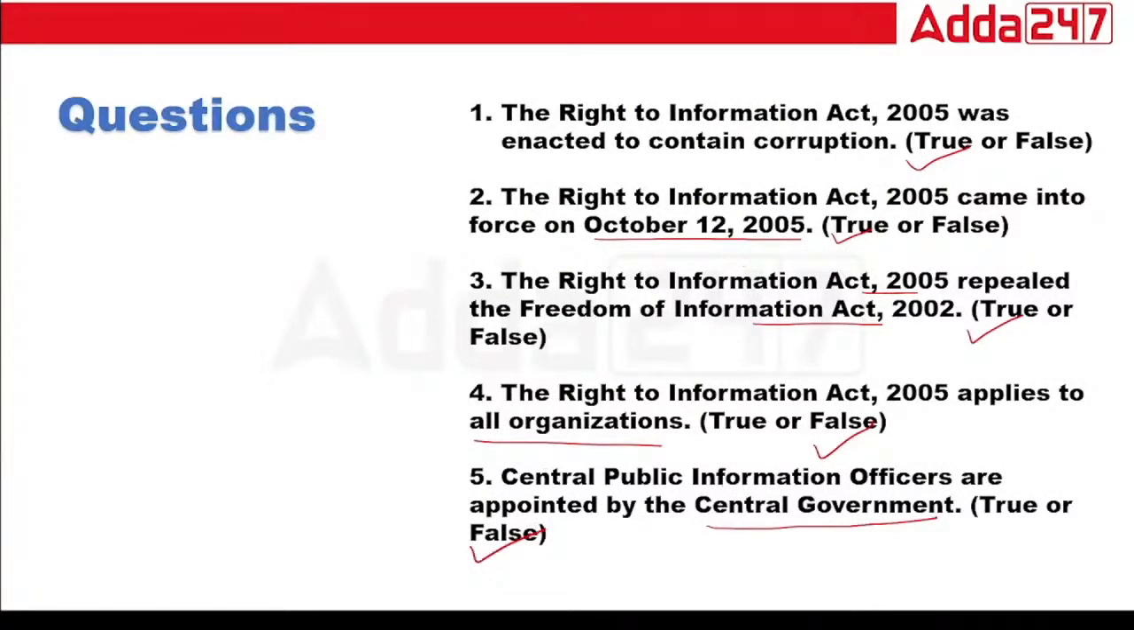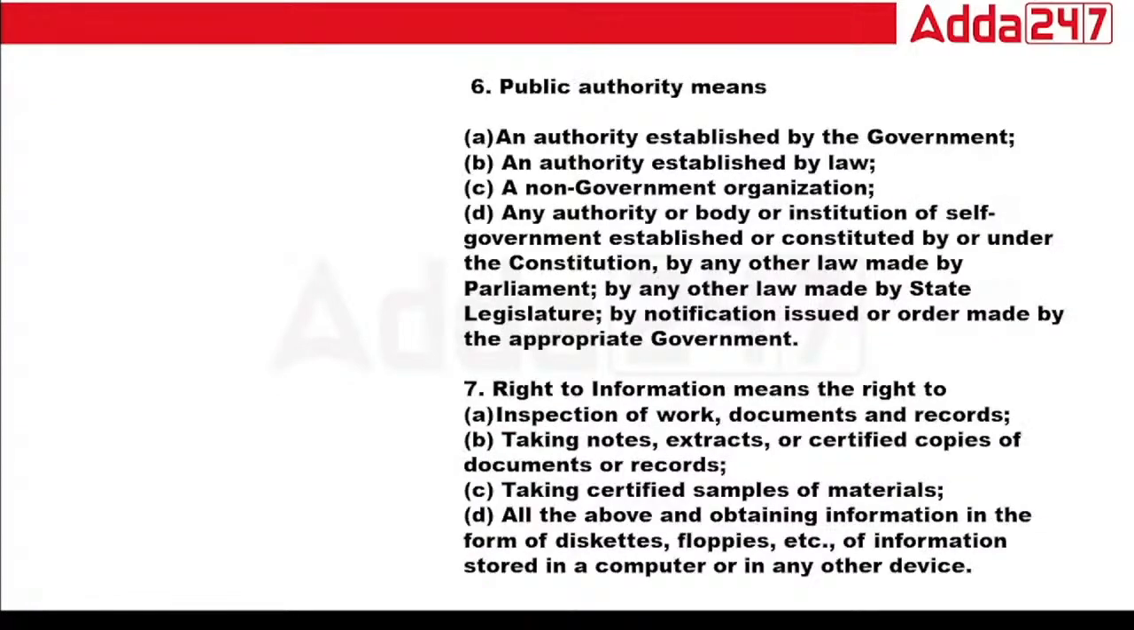So you can see, class, how the questions are coming in the sessions. The questions are very easy. You only have to look at the line-to-line things. Now, what is a public authority? Option A, authority established by government. B, authority established by law. C, a non-government organization. D, any authority, body or institution of self-government established or constituted by or under the Constitution, by any other law made by Parliament, by any other law made by a state legislature, or by notification issued or order made by the appropriate government. So what is the right answer for public authority?